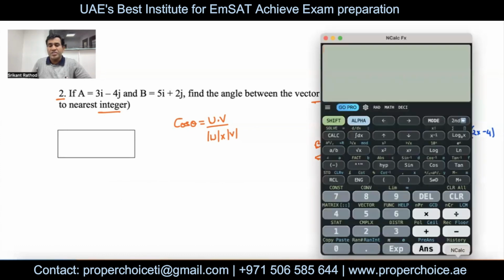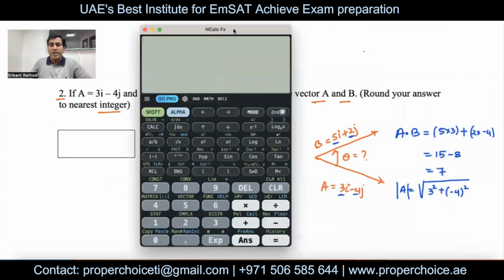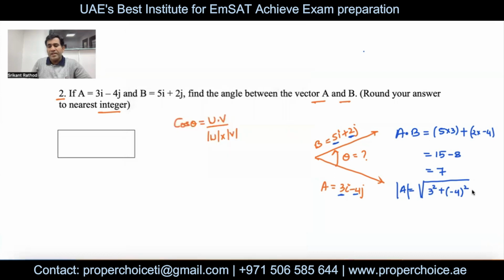When you put it in the calculator as it is, square root of 3 squared plus (negative 4) squared, I'm getting 5. So the magnitude of vector A here is going to be 5. Similarly, find the magnitude of vector B.